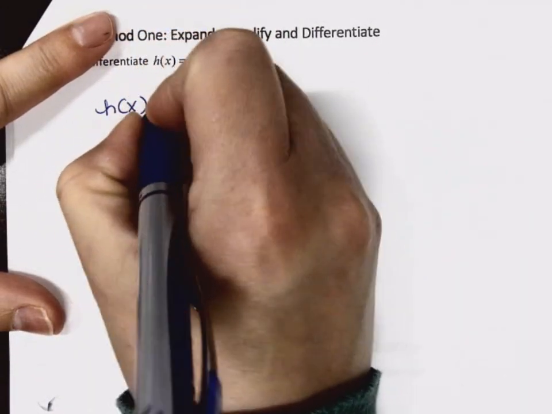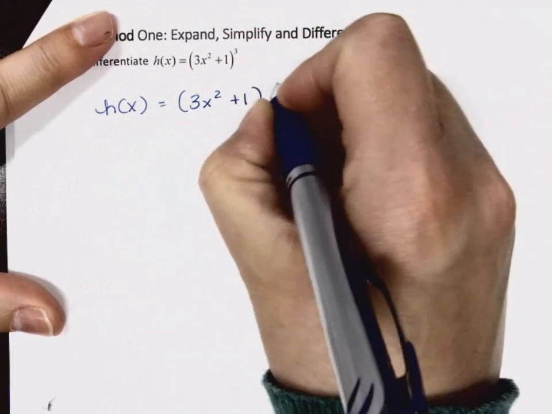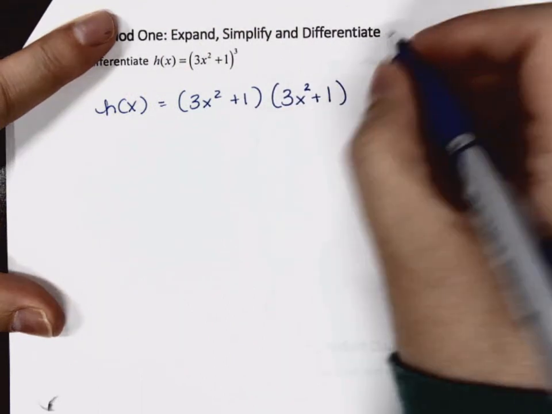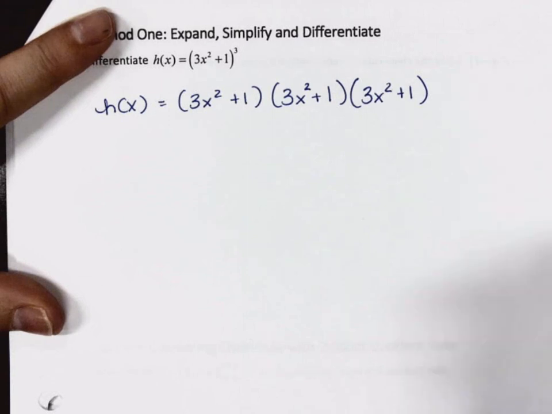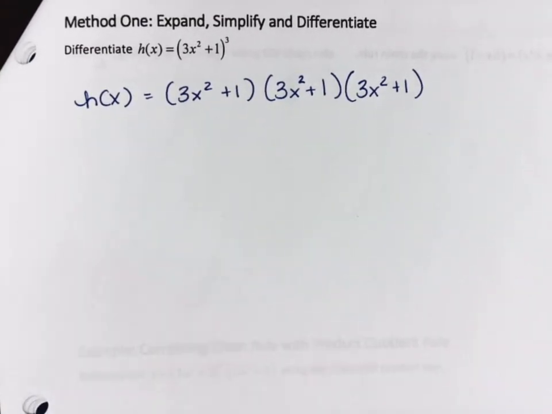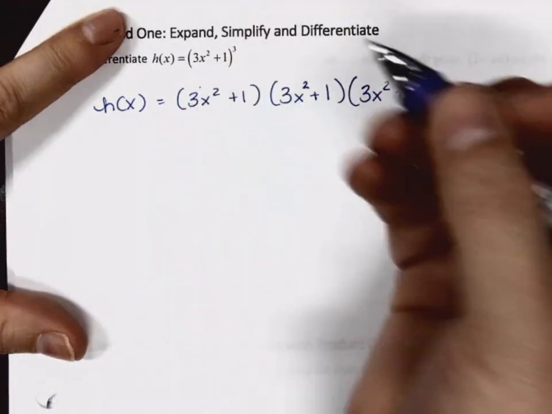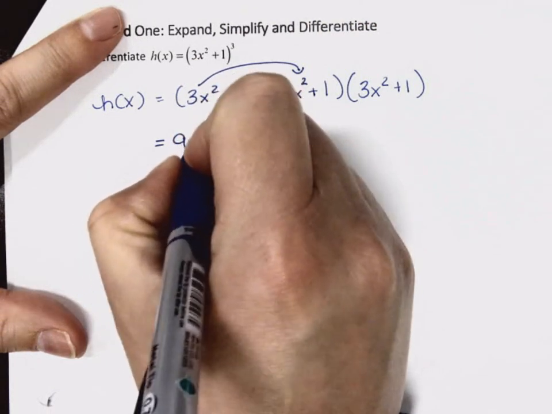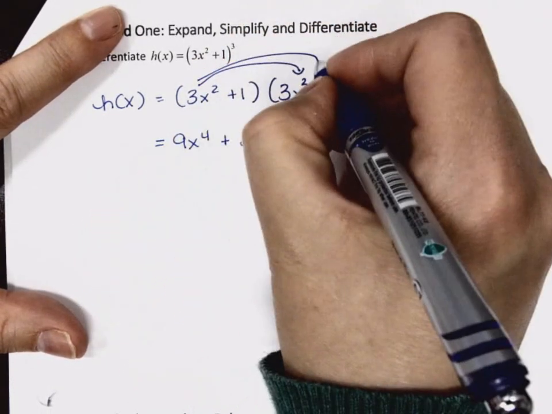Okay, so we are going to expand. So this is 3x squared plus 1 times 3x squared plus 1 times 3x squared plus 1. So all we're doing is expanding it, and then we're going to multiply, and then we're going to differentiate. I'm going to multiply my first two together first. So I get 9x to the exponent of 4 plus 3x squared.